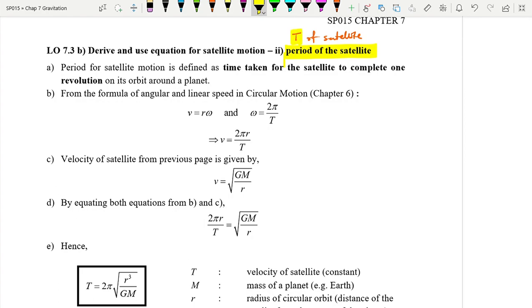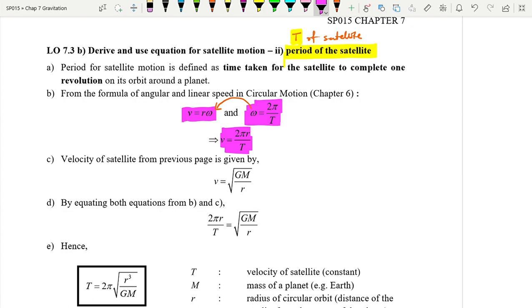So let's recap two formulas from chapter 6 that we learned. The first one, V equals R omega, the relation between linear velocity and angular velocity, because this is circular motion. And the formula for omega is 2 pi radian over T, period. So one complete revolution, the time taken to make one complete revolution. By substituting this omega into this equation, we end up getting V equals 2 pi R over T. Okay, so what will we do with this?